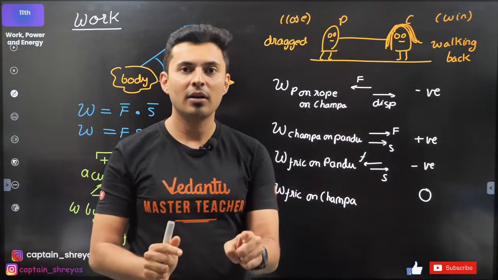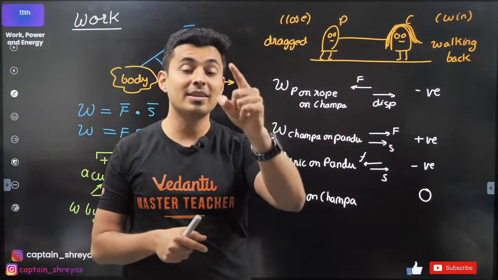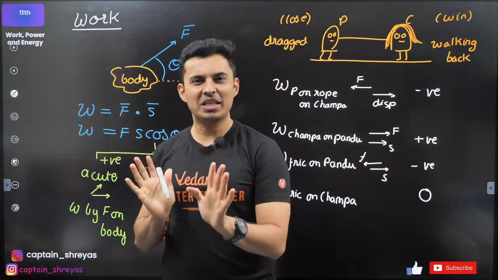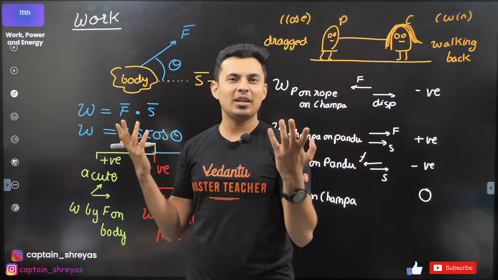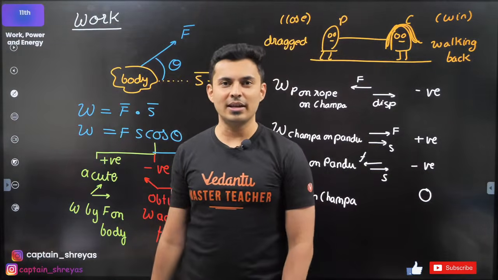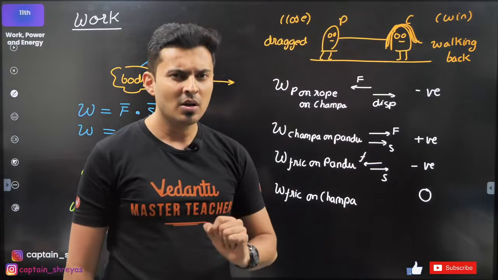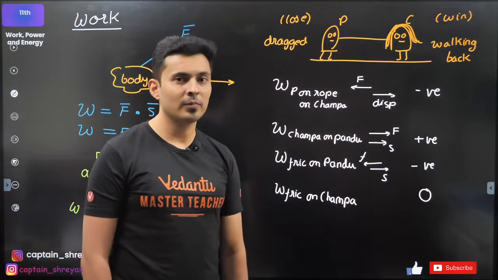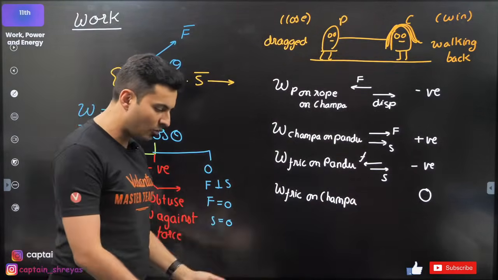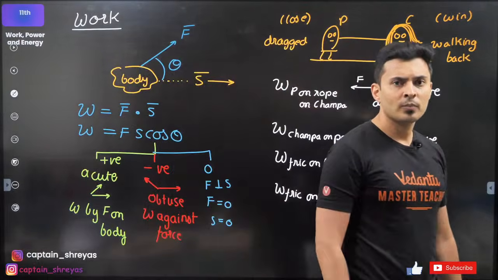When you walk on the ground, many people think friction is bad. Sir, friction is evil, sir. If friction is not there, life will be so good. No, it's not like that. In fact, let me tell you, when you just walk on the ground, the work done by friction is still 0. You're just walking. Let's say I'm walking here. The work done by friction is 0.